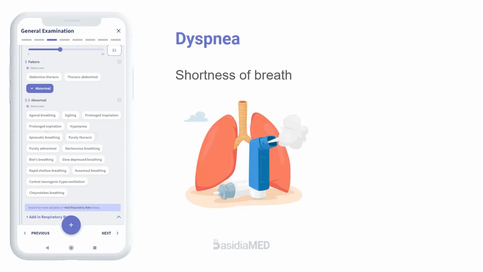Dyspnea is the subjective sensation of difficulty breathing, and can occur with an elevated, normal, or decreased respiratory rate. A few common causes of dyspnea are anxiety disorders, asthma, pulmonary embolism, broken ribs, cor pulmonale, choking, collapsed lung, and heart attack.